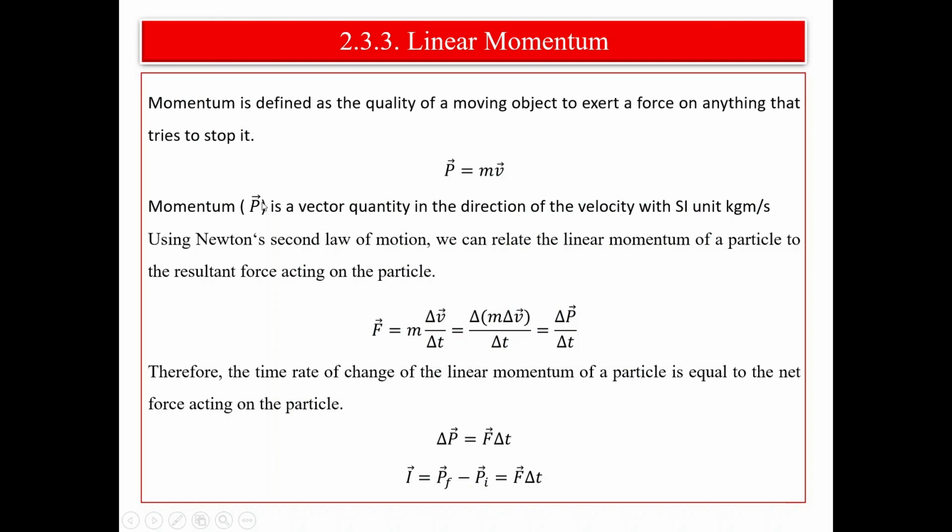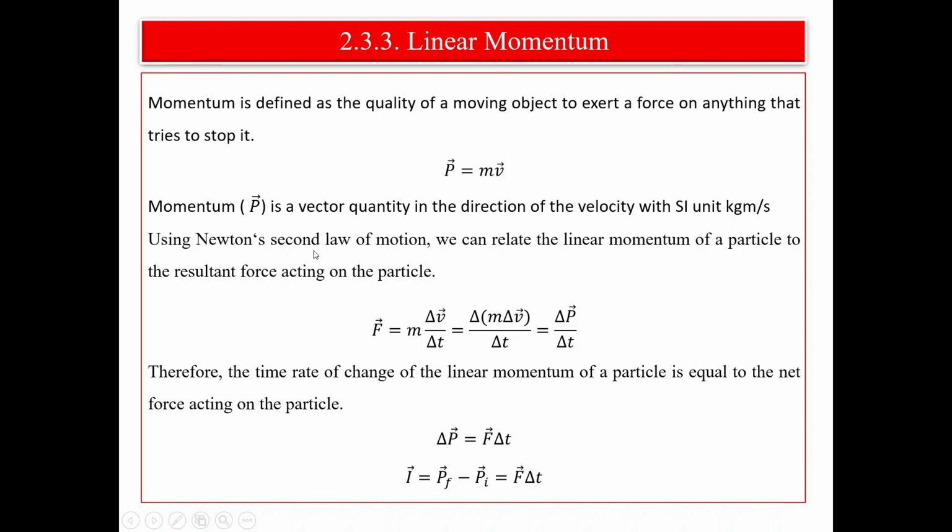Okay, the other one that we need to see is momentum, which is defined as the quality of a moving object to exert a force on anything that tries to stop it. Therefore, this is the momentum, which is a vector quantity, not a scalar quantity, equal to the mass multiplied by the velocity. So momentum is a vector quantity in the direction of the velocity, they have the same direction, with SI unit kilogram meter per second. For this we have kilogram, this is meter per second.